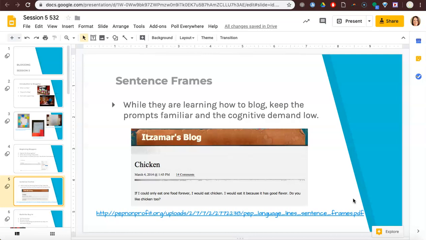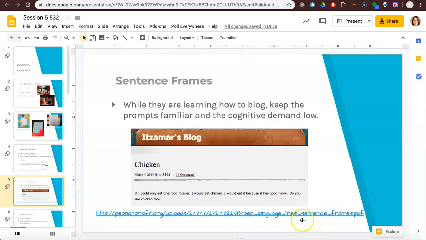So she felt really successful that she could get that out because she had those sentence frames helping her. Would she have necessarily needed that much support if she was writing day in and day out? Maybe not. But this helped her kind of get into the groove of using the blog.